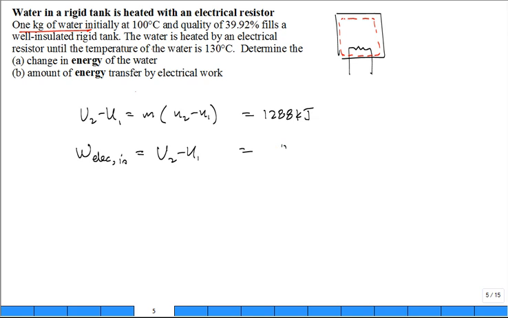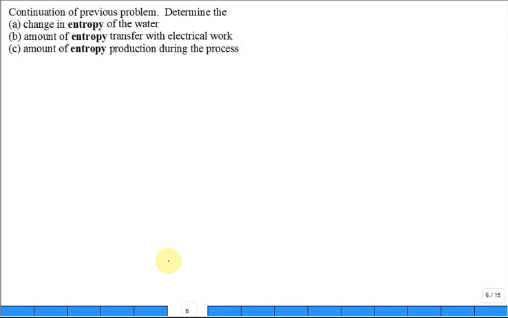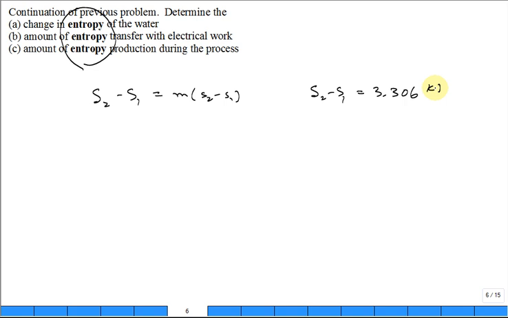Did we get that far last time? The next part was, once you have energy, you go and ask questions about entropy, same problem, true? So what is the change in entropy? That's just S2 minus S1. How do I calculate it? Just m times lowercase s2 minus s1, true? And we had to say, okay, how do I fix the state 2? It was a rigid tank, specific volume, and we came in with a value. Did I get that value of S2 minus S1 to be 3.306 kilojoules per Kelvin? True or false? Did I get that?